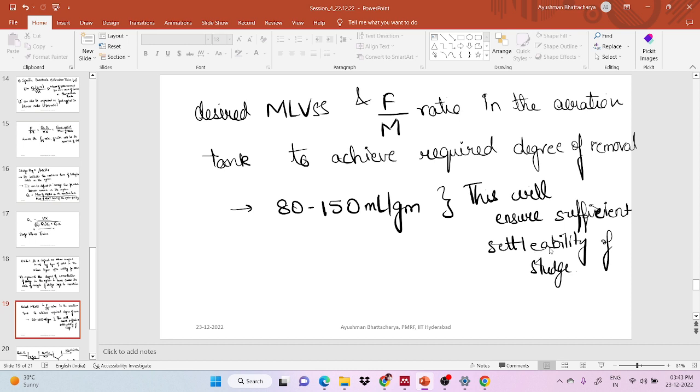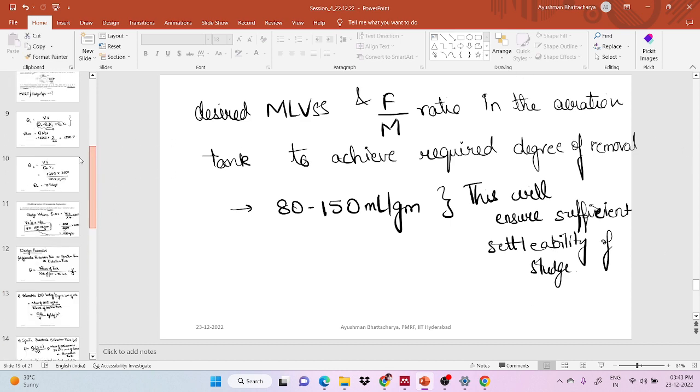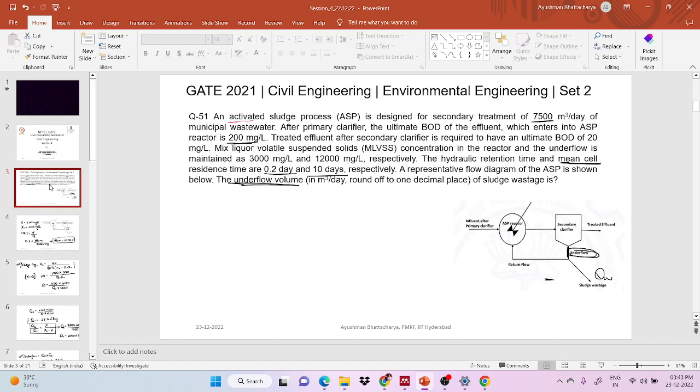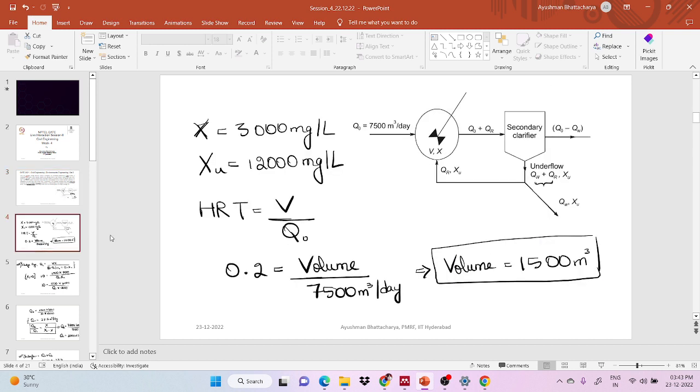Okay, so these are the important things which you should remember. For today's class, I will summarize the entire session once again. We started with one question, in which they mentioned the diagram and asked what the underflow will be. Whenever someone asks for the underflow volume, you should always do QW plus QR. Also, if they are asking about the sludge wastage in meter cube per day, then you should calculate QW. In this question, using the given data, we calculated the hydraulic retention time (HRT).